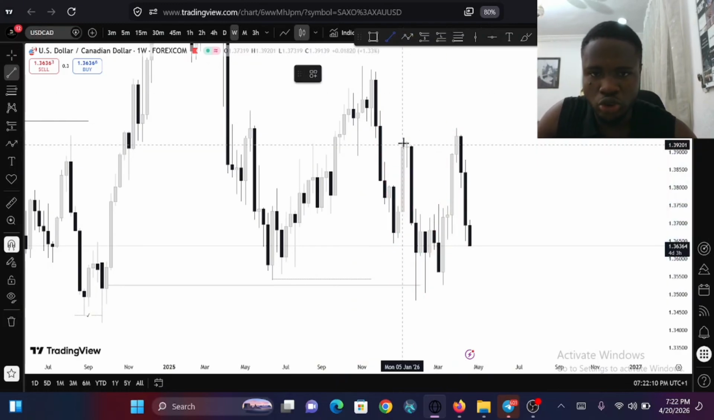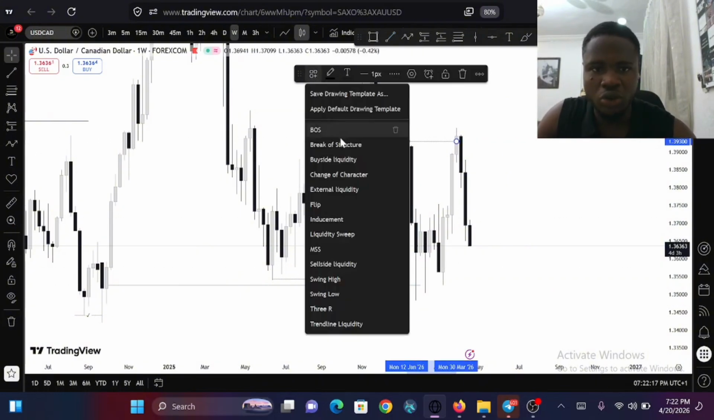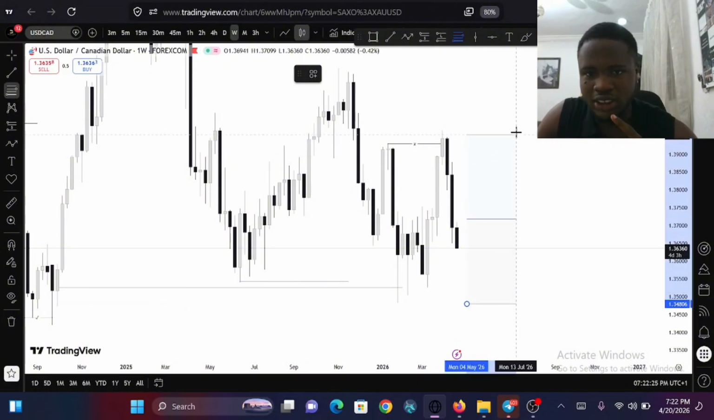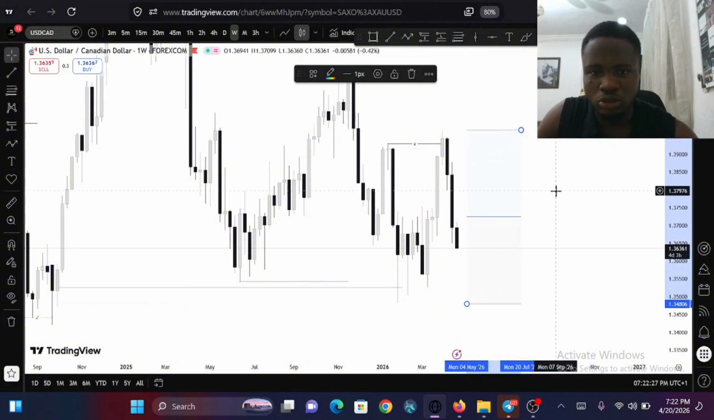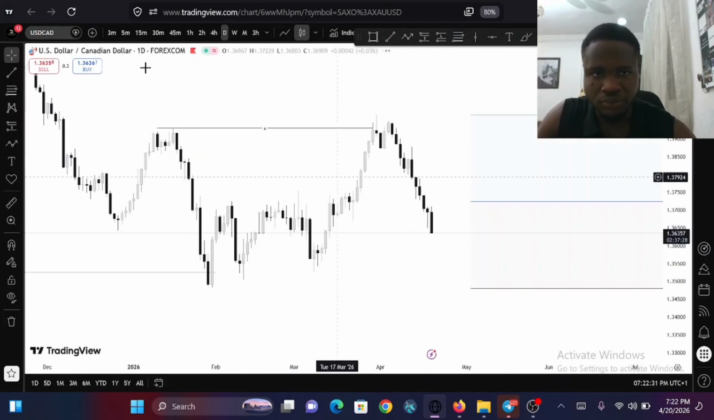So now let me mark out my structure. We have this break of structure or a change of character because you can see it was coming down. So this is a change of character to the upside, and we know that we want to look for buys in the discount zone. Yes, don't forget to draw your range. It's very important. So if I draw my range here, I know that I want to look for buys in the discount zone. And let me drop down to my daily time frame.